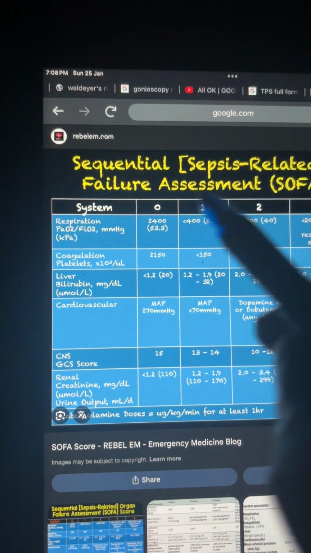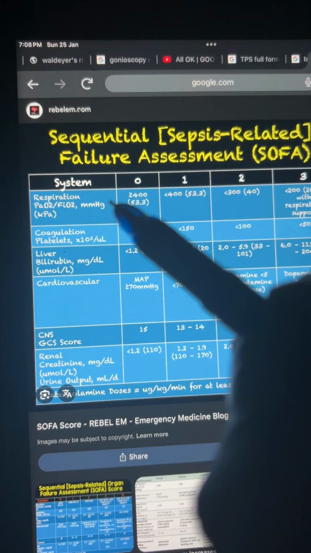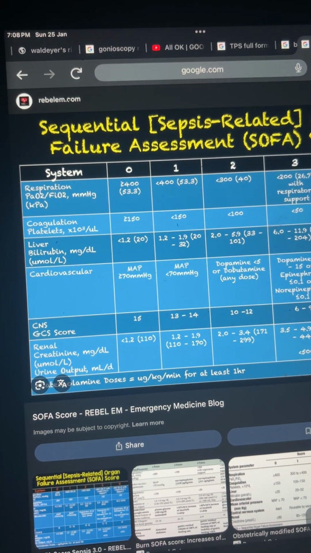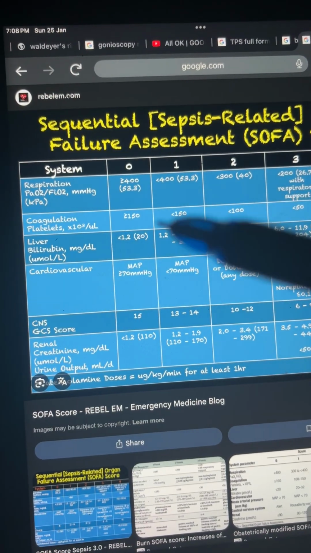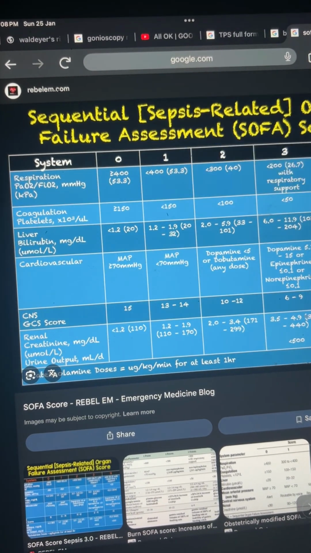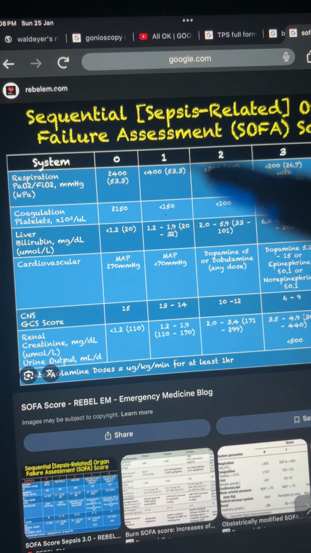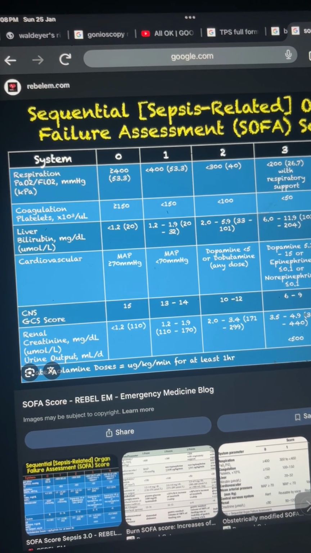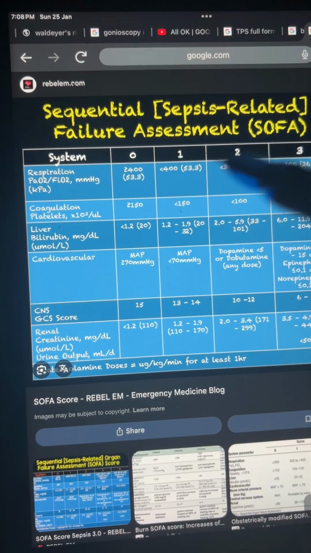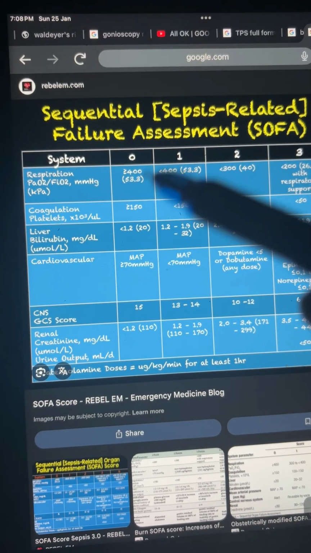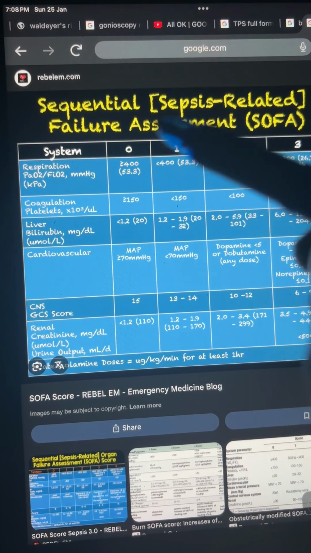Coming to the first, respiratory, PaO2 by FiO2. What is this? PaO2 is the partial pressure of oxygen in your arterial blood. It is around 95, and FiO2 is the percentage of oxygen in the air, 0.21, 21%, right? It's like 95 divided by 0.21, it will come around 450. So from that, logically, you can derive this greater than 400.